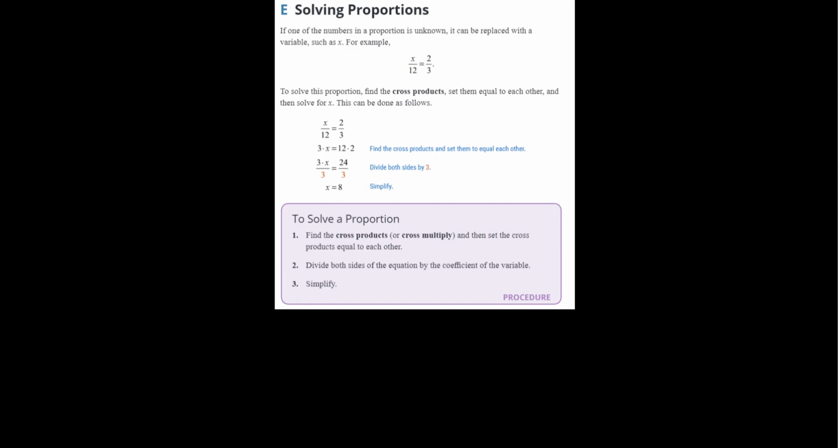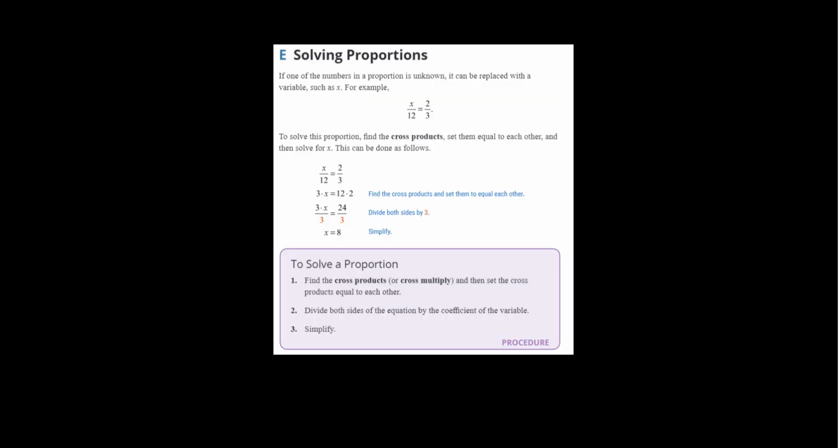Solving proportions is pretty easy. You're just going to cross multiply, and if you have an unknown, you solve for the unknown. If one of the numbers in a proportion is unknown, it can be replaced with a variable such as x. For example, we have x over 12 equal to 2/3. We're trying to figure out what x needs to be to make it the same proportion as 2/3. You cross multiply like we did on the previous example: 3 times x, and 12 times 2. 3x is simply 3x, and 12 times 2 is 24. If we divide both sides by 3 to isolate x, we have x equal to 8. That's all this is saying to solve a proportion.